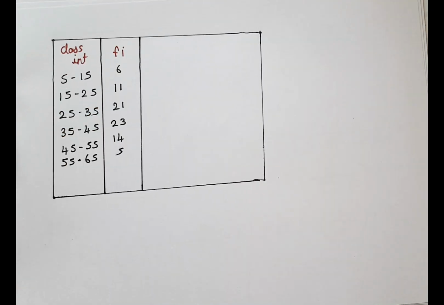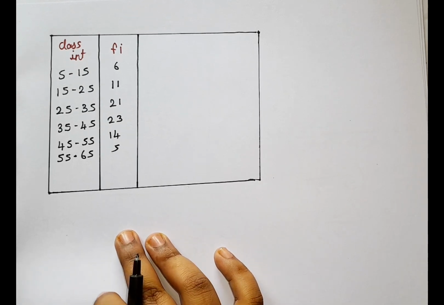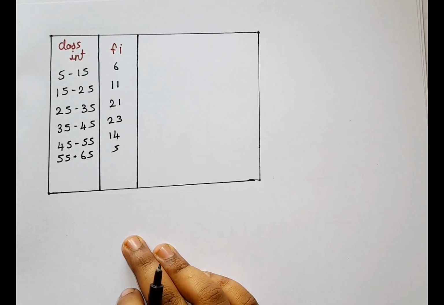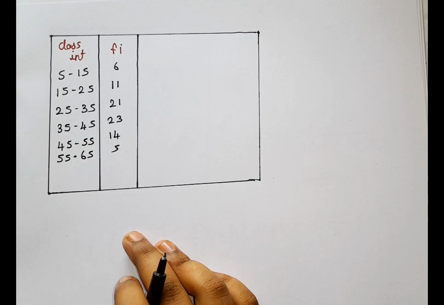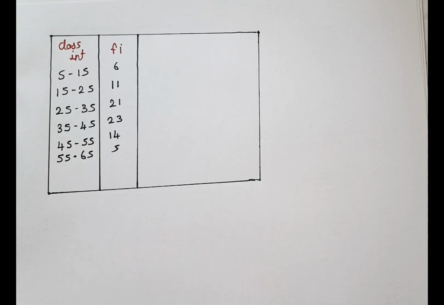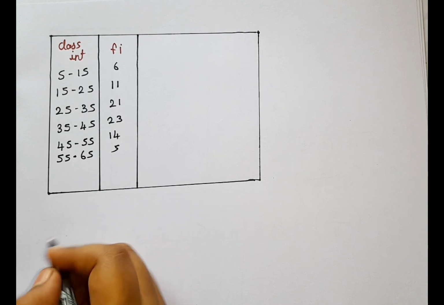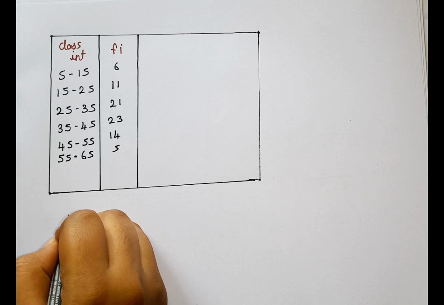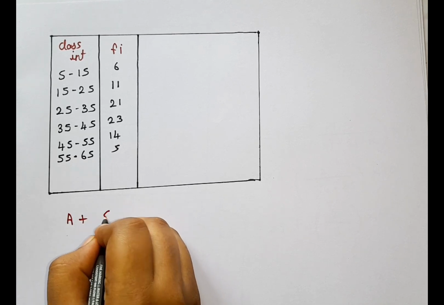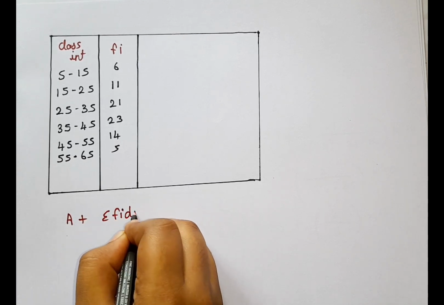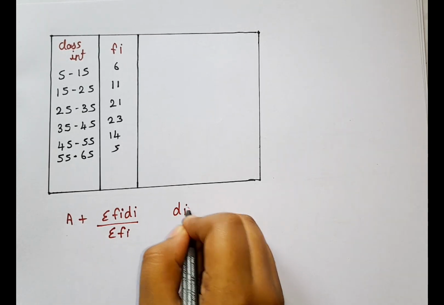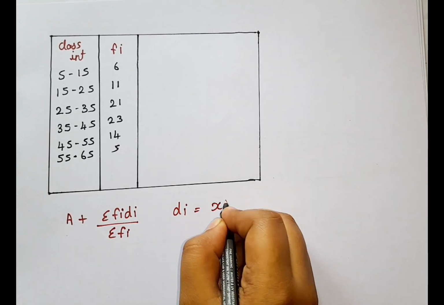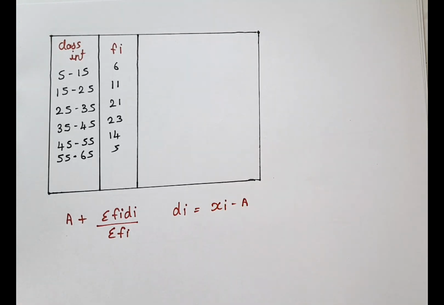Guys, again I drew the table because I didn't have space in the previous one. Since we're supposed to find the mean, I'm going to use the assumed mean method. The formula is a plus sigma fi di by sigma fi. Here, how do we find di? di is xi minus a.